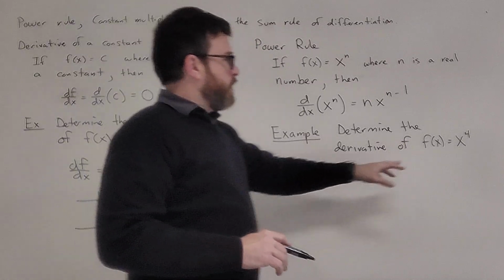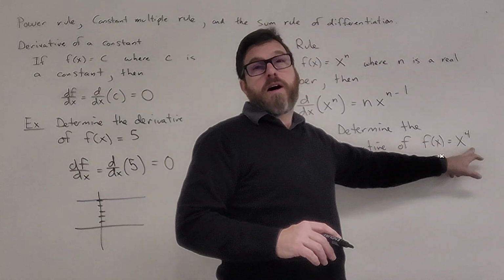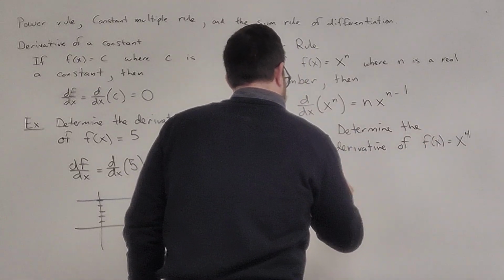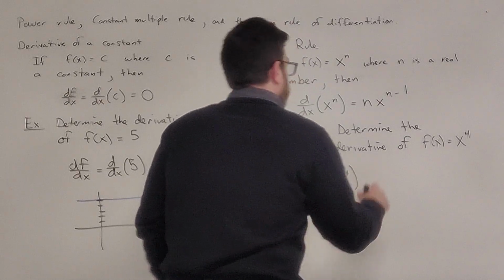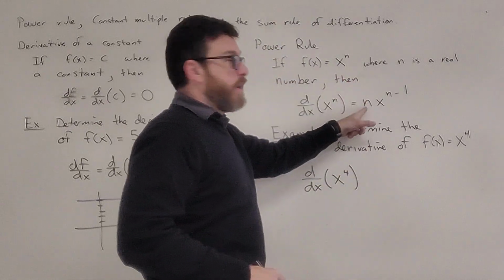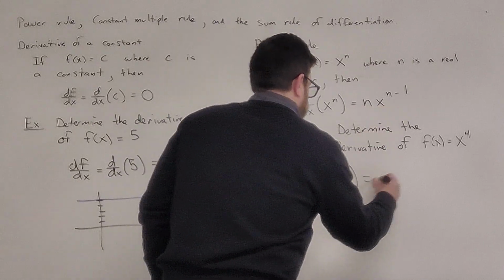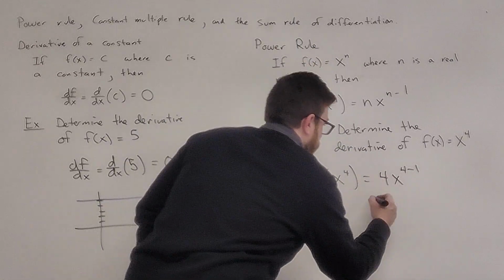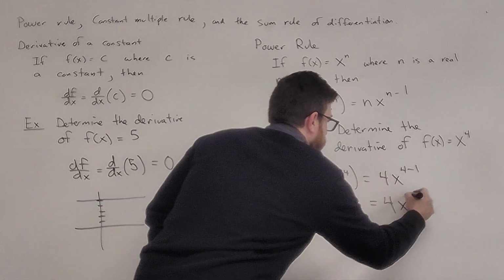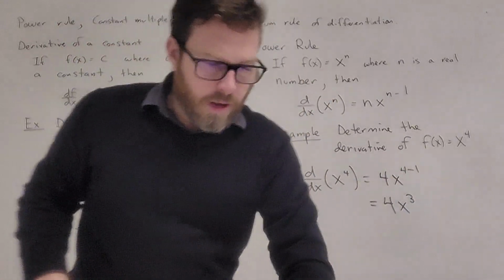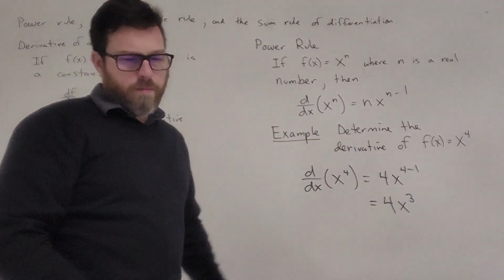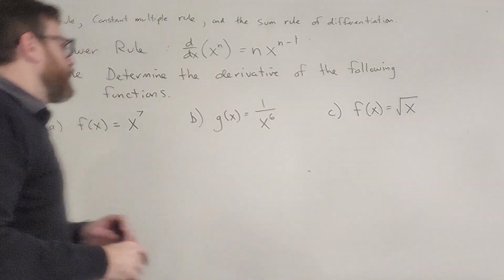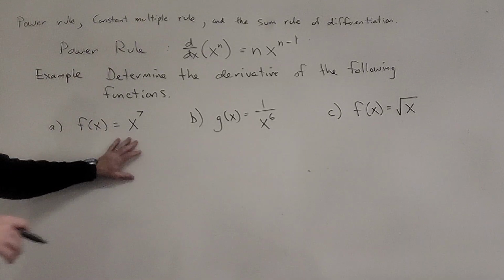So I want to determine the derivative of f of x, which is just x to the 4th power. So the derivative with respect to x of x to the 4th, what we do is we take that power, bring it out front, and then drop it by 1. So this is going to be 4x to the 4 minus 1, so this is going to be 4x cubed. Now I'm going to do some different variations of this power rule in just a second.